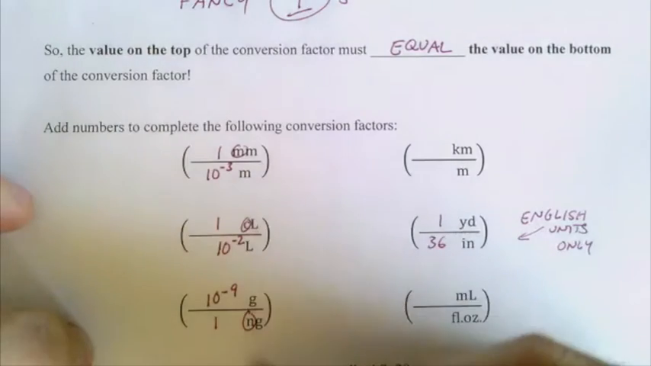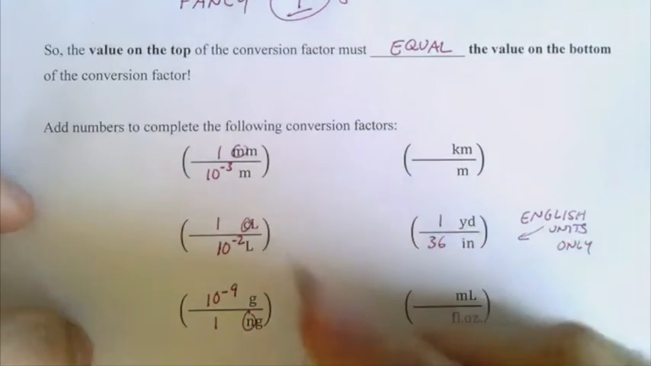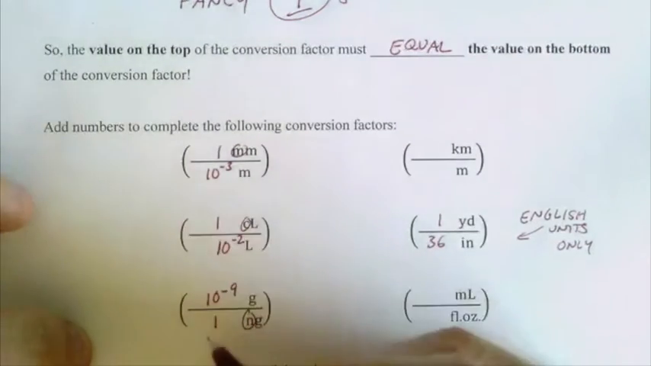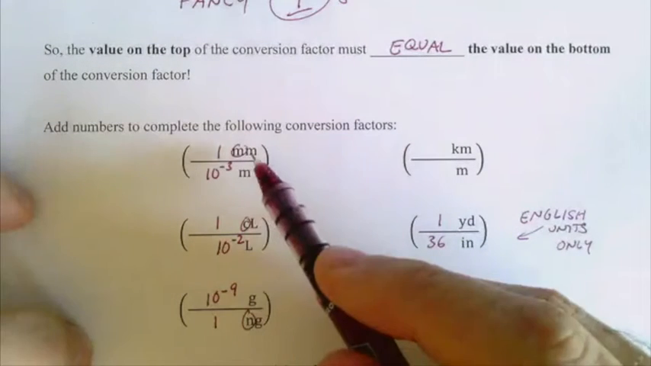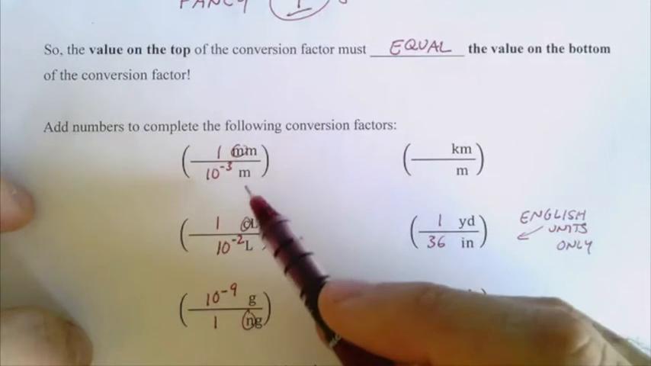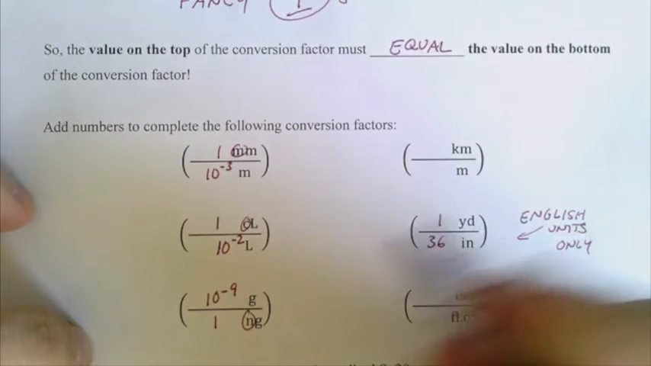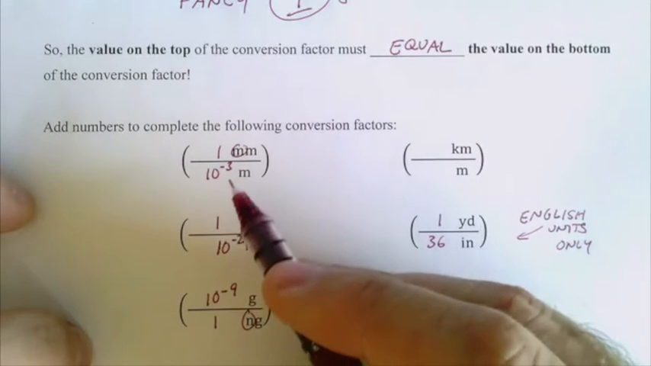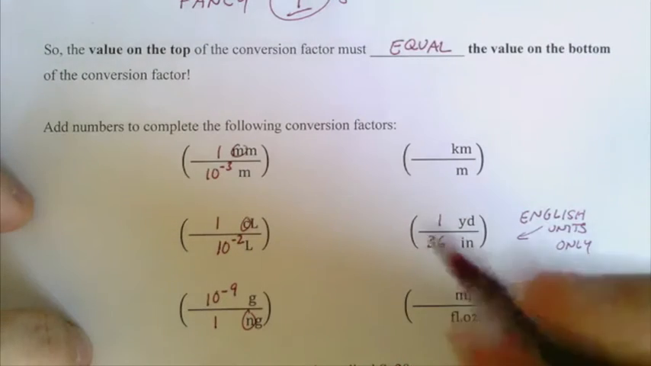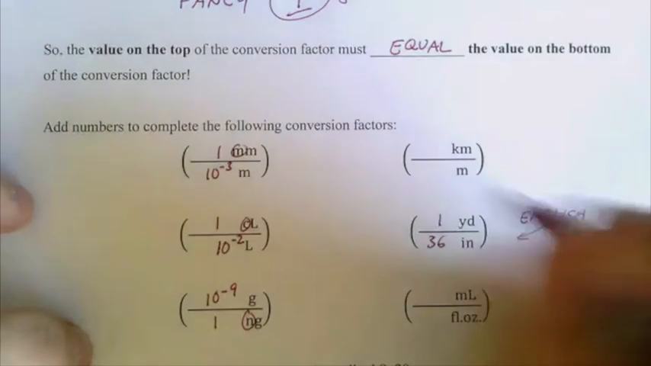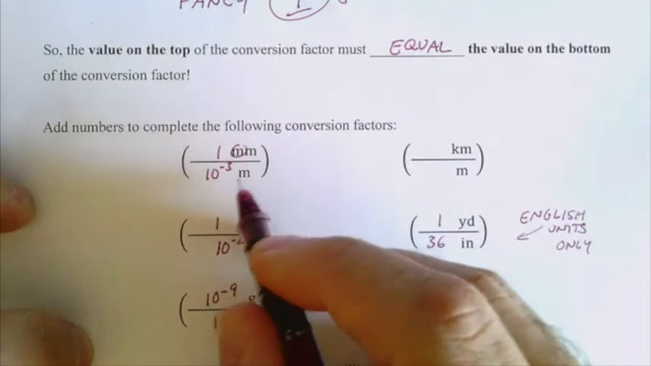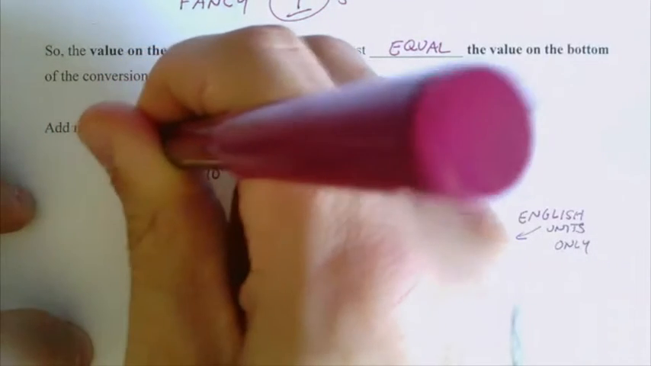Now, a very common way of dealing with these is to instead finish this conversion factor by asking yourself, how many of the small unit do I need to make the big unit? Some of us really don't like having negative powers of 10 on the bottom of our conversion factors. So another way you could do this is to say, well, if a millimeter is 1,000th of a meter, that means that 1,000 millimeters is the same thing as a meter.